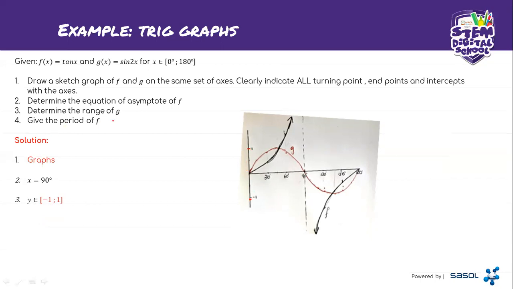The last question that we have to answer is number 4, which says give the period of the graph. What is the period of f? Let's look at f. The period is 180, because that is the original period. The original period for tan is 180, and there is nothing before this x. If we had something there, we would divide the original period by that value. Because the coefficient of x here is only 1, the period is still the same, 180 degrees.